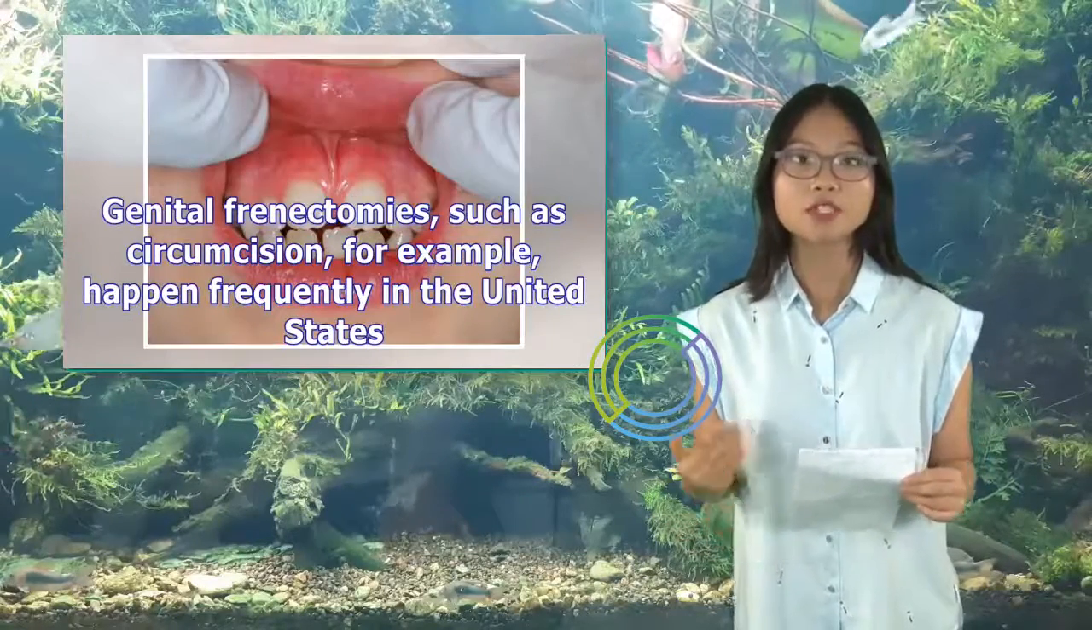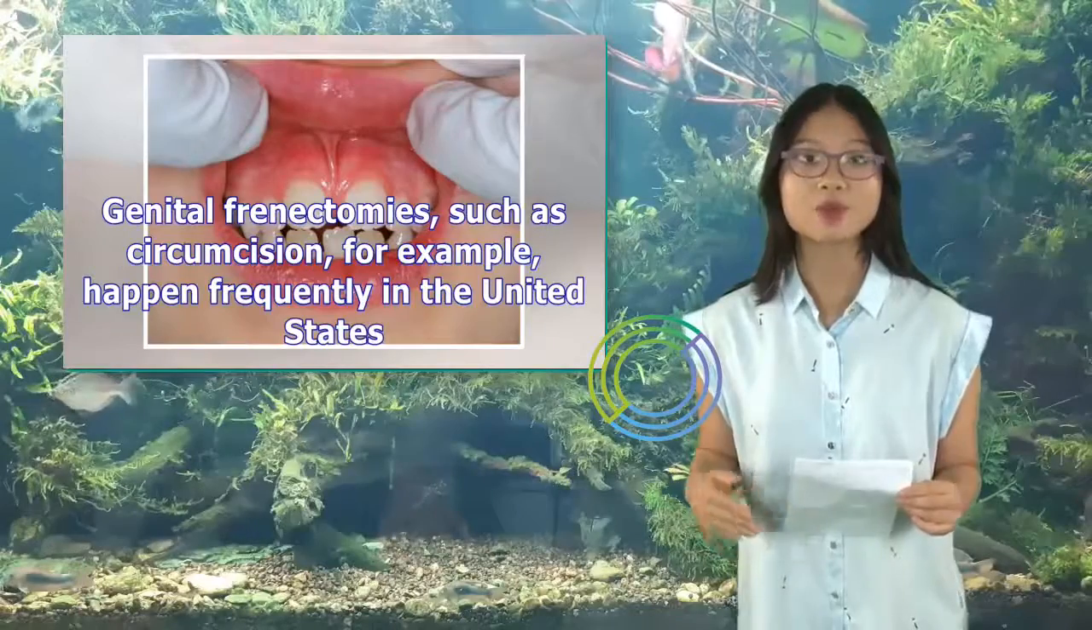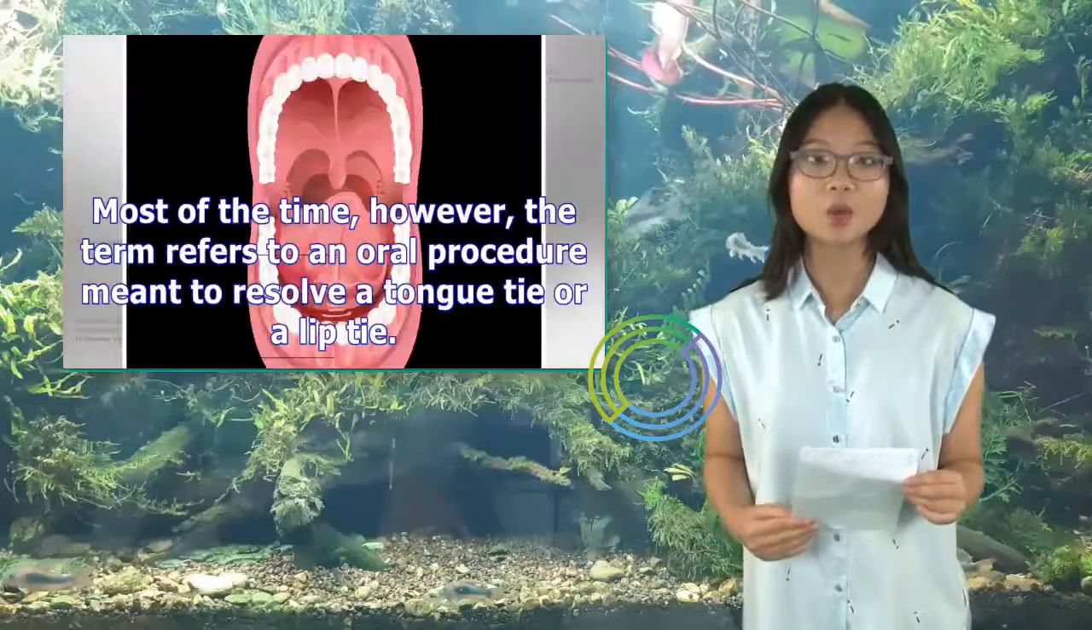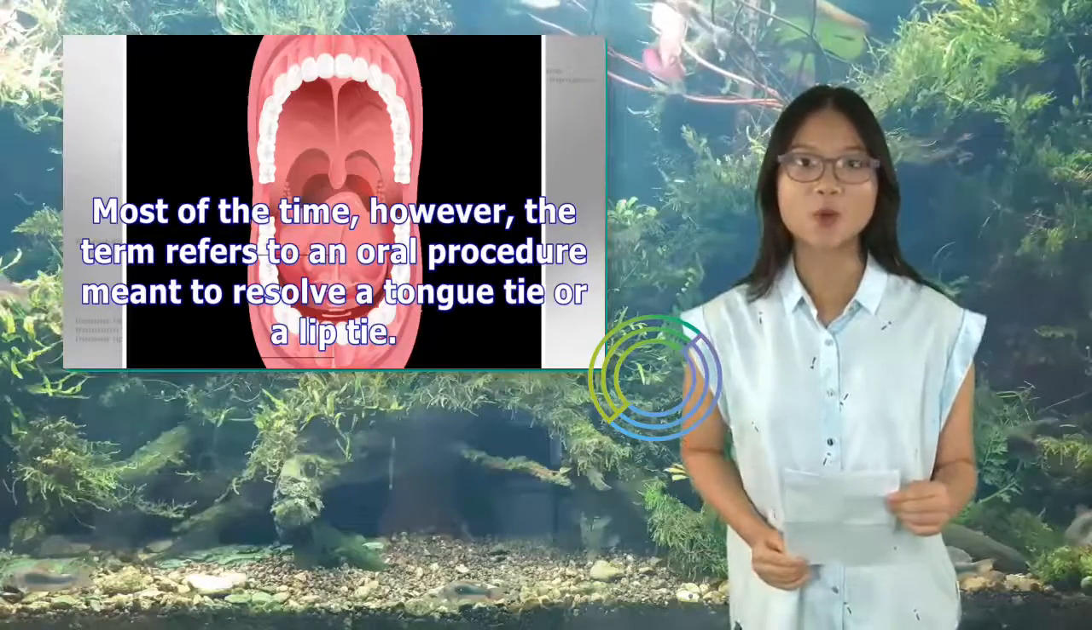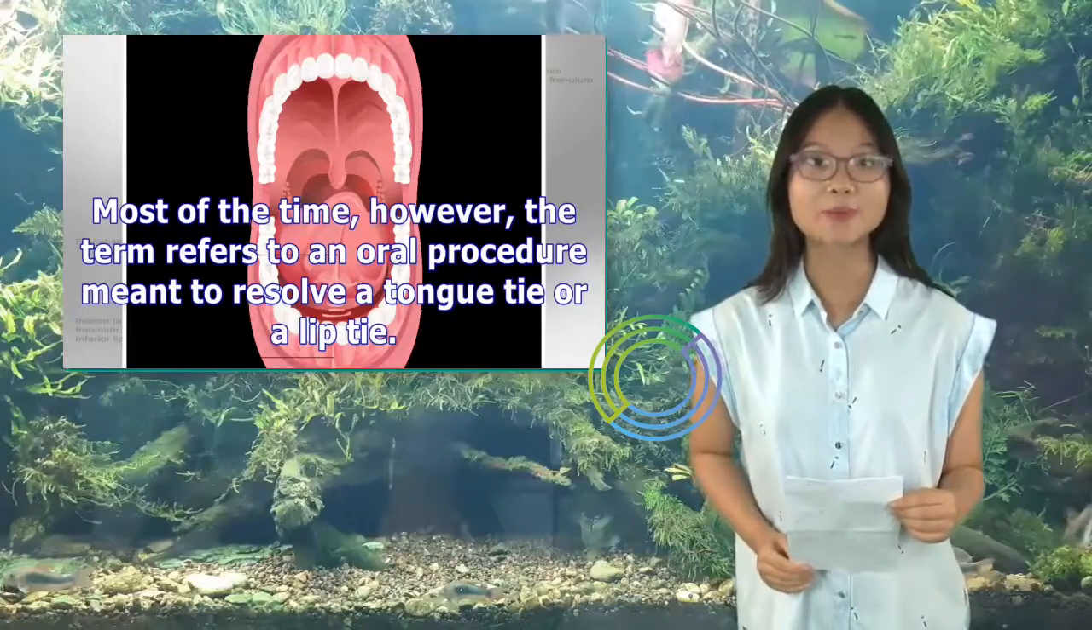Genital frenectomies, such as circumcision, for example, happen frequently in the United States. Most of the time, however, the term refers to an oral procedure meant to resolve a tongue tie or a lip tie.